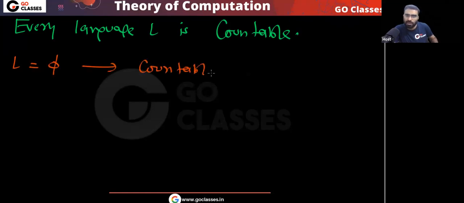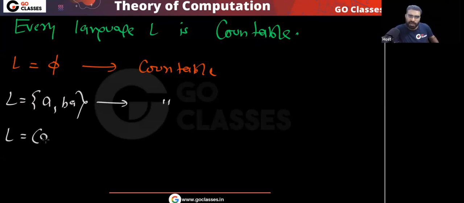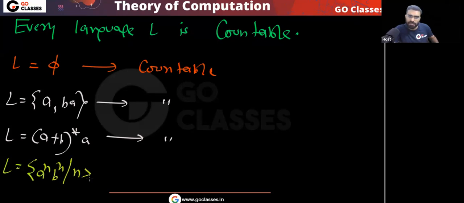Okay, that will be countable. This is countable because this is finite. If you take L equal to, let's assume, this BA, this is a finite language, this is also countable. If you take L equal to ending with A, this is also countable. If you take L equal to A power n, B power n, n greater than or equal to 0, this is also countable.